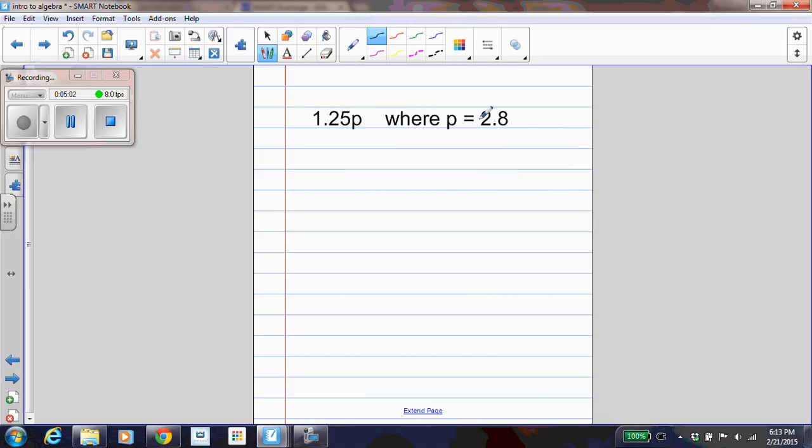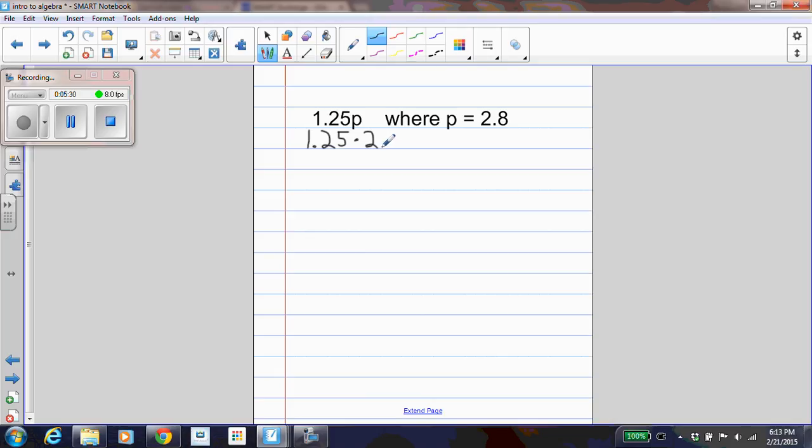Okay, 1 and 25 hundredths times 2 and 8 tenths. I need to realize that when there is a number right next to a variable, multiplication is going on. I should write that when I do substitute: 1 and 25 hundredths times 2 and 8 tenths.